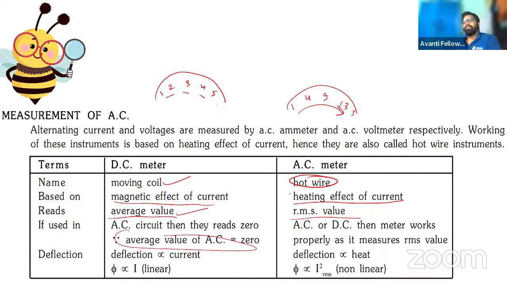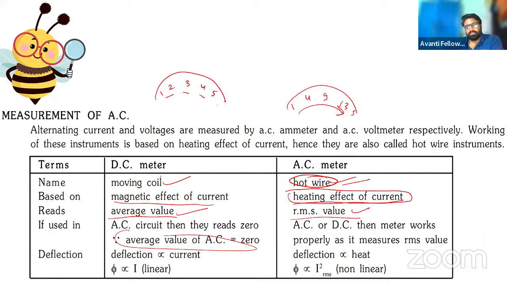It's a non-linear progression. Clear? So you need to remember on which principle this AC and DC meter work. What is the name of the instrument? Clear? And what does it read? So AC meter reads RMS value, DC meter reads average value.